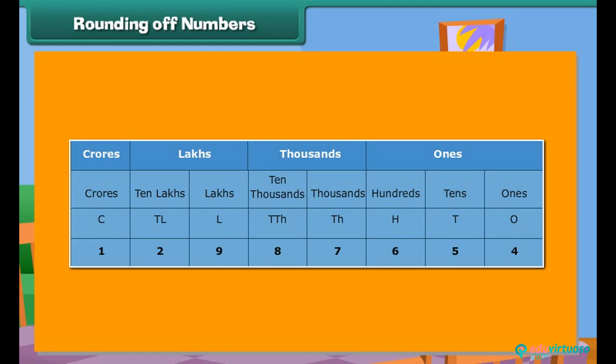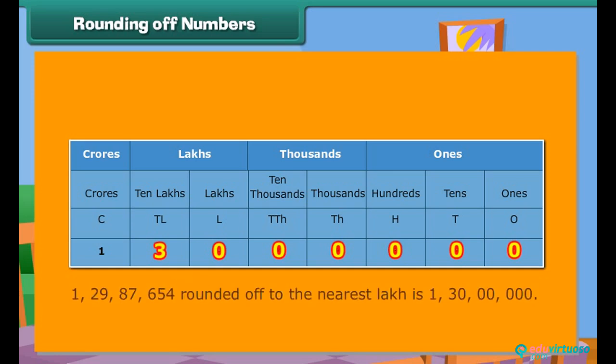We now round off 1,29,87,654 to the nearest lakh. Consider the figure at 10,000's place. It is 8. 8 is greater than 5. We replace it and the digits following it with 0. We increase the digit at lakh's place by 1. Roman numerals.